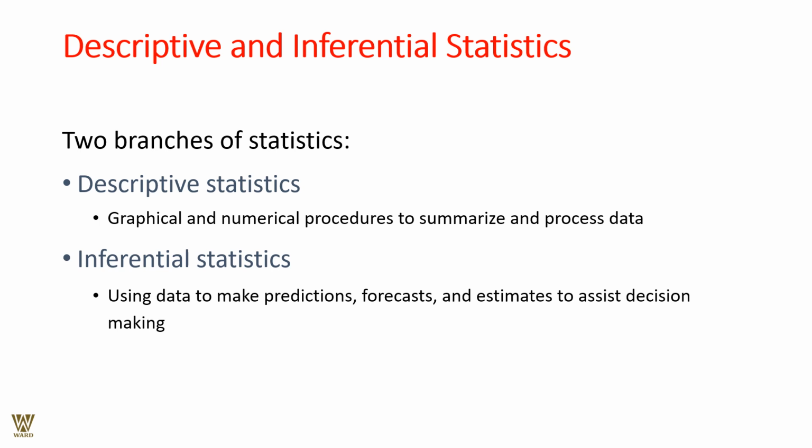Now let us talk about descriptive and inferential statistics. Remember, these are two branches of statistics: descriptive statistics and inferential statistics. Descriptive statistics are graphical and numerical procedures to summarize and process data. Inferential, on the other hand, uses data to make predictions, forecasts, estimates, and assist decision making. That is what inferential statistics is all about.